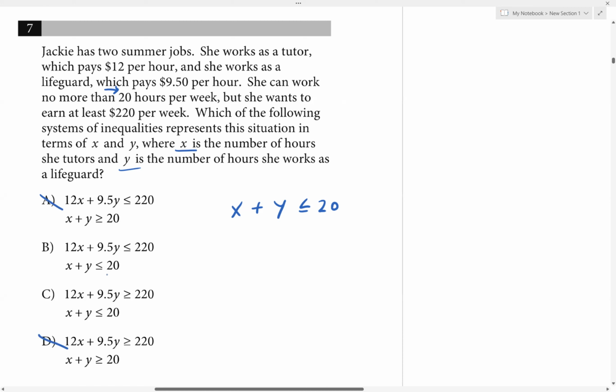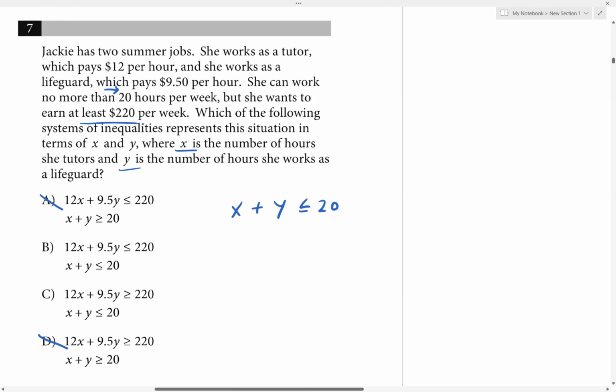Okay, so here had to be less than. Okay. And then our second inequality will be based on the total amount of money here. Right, she wants at least $220. Right, so at least 220, that means it had to be greater than 220 or equal to 220. It cannot be less than that, right? It had to be either more or equal to 220.